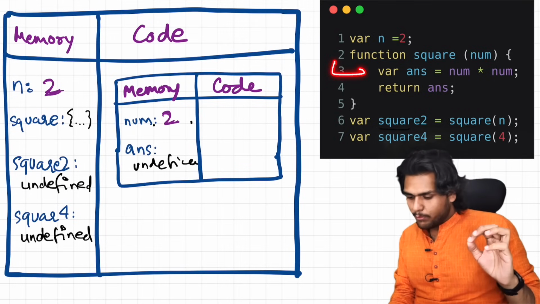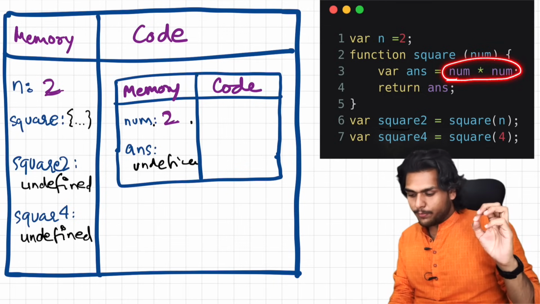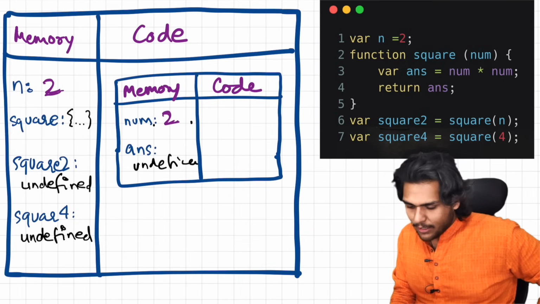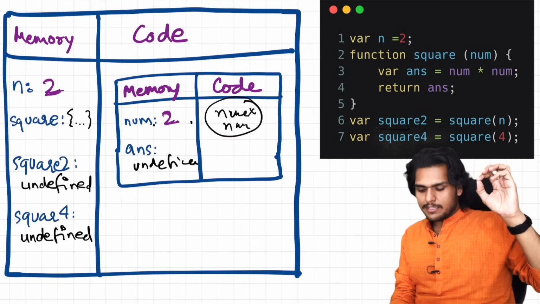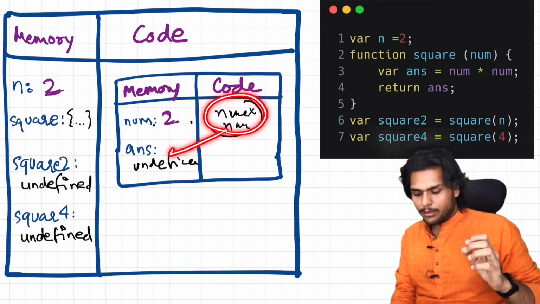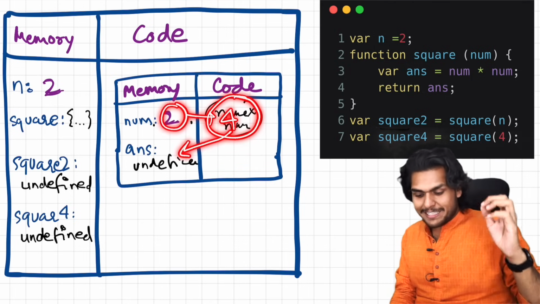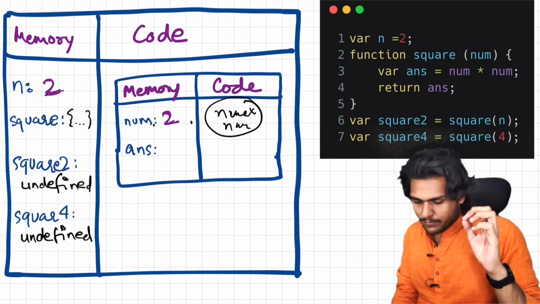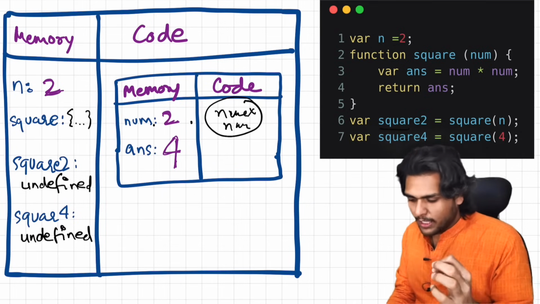Now we have moved to line number 3. In line number 3, it will do the calculation and put the value of num into num inside ans. It's like executing the code inside this code block. Whatever the value of num into num will be, 2 into 2, which is 4, will replace this undefined and take up place in this memory space. So the ans will now become 4. Got it? So that is how the code will be executed.